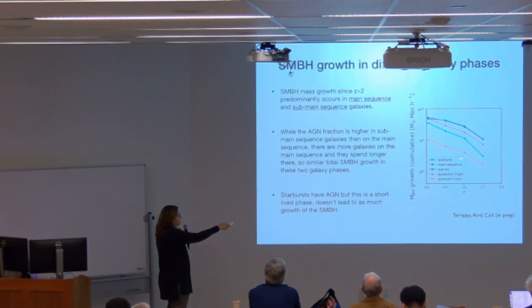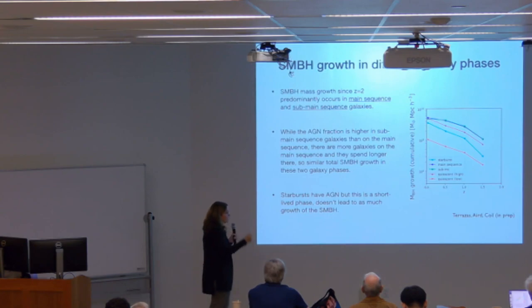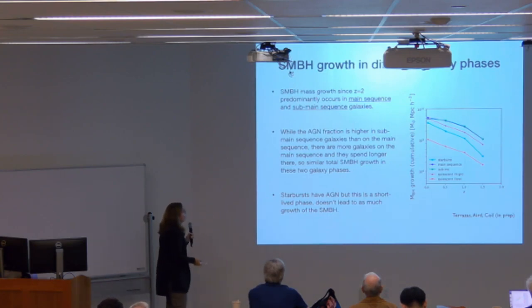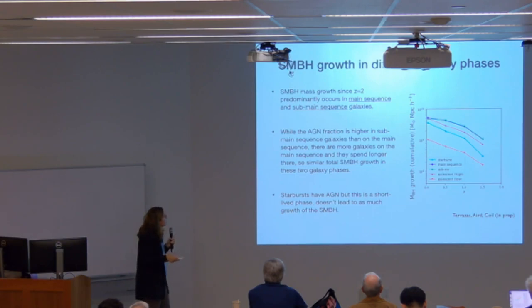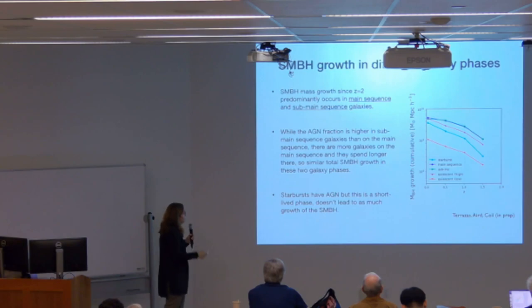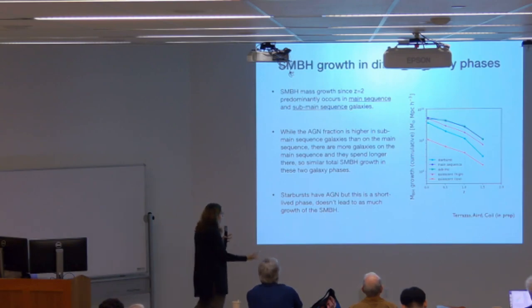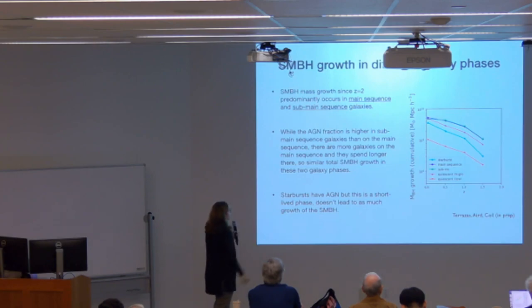So this is quiescent low, quiescent high is actually up here, starburst is here, and then main sequence and submain sequence is at the top. So basically, most of the black hole growth since redshift 2 is predominantly occurring in galaxies on the main sequence and below the main sequence, submain sequence. While the AGN fraction is higher in the submain sequence galaxies than on the main sequence, there's just more galaxies, therefore more AGN on the main sequence, and they spend more time there, so they cancel out.